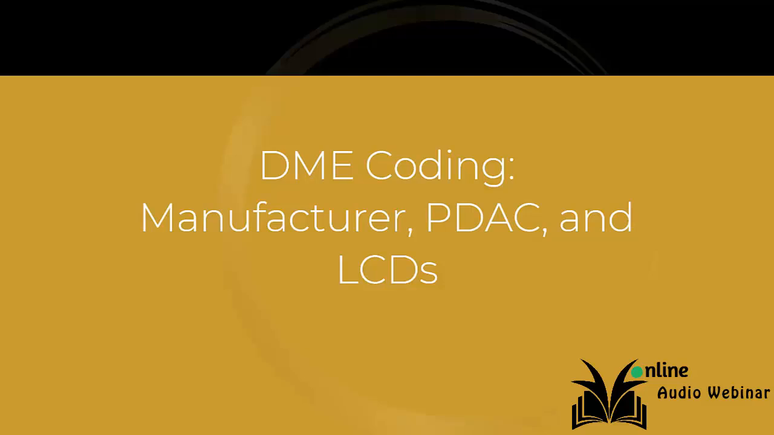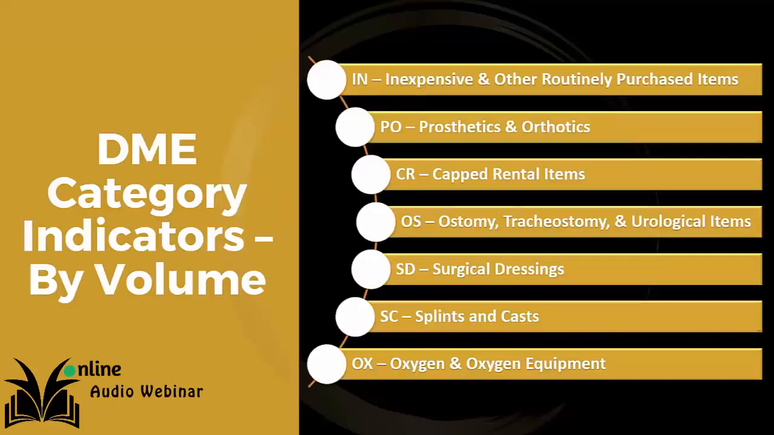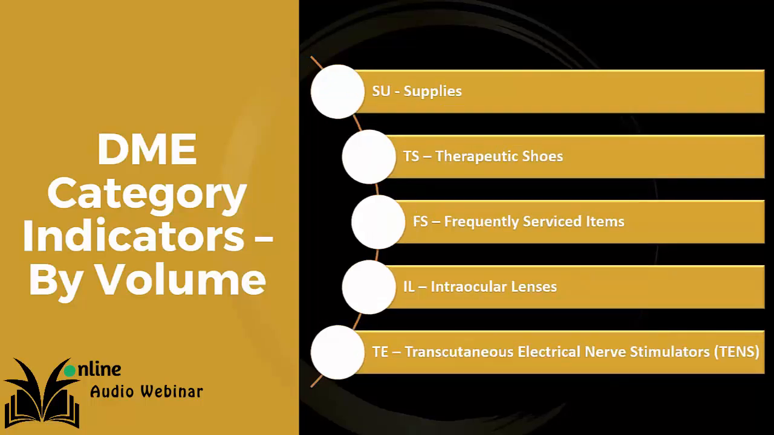So what are DME categories? This also impacts us when we are looking at the coding themselves. These are further categories. You can see we have our intraocular lenses on this one, and frequently serviced items.